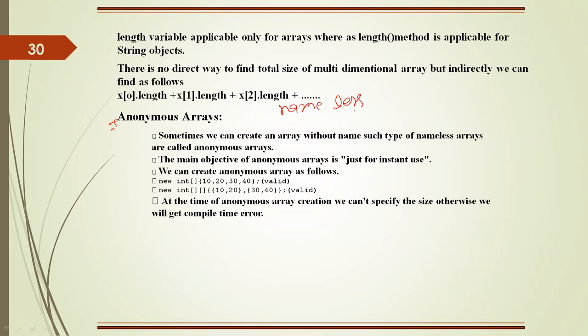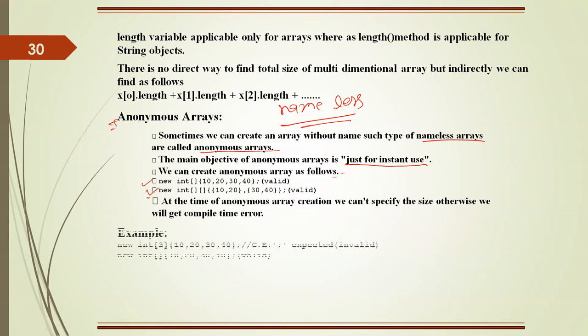Nameless array: an array we can create without a name. Such a nameless array is called an anonymous array. The main objective of an anonymous array is just for instant use. We can create an anonymous array as follows: new Student[]. At the time of anonymous array creation, we can't specify the size, otherwise we will get a compile time error.